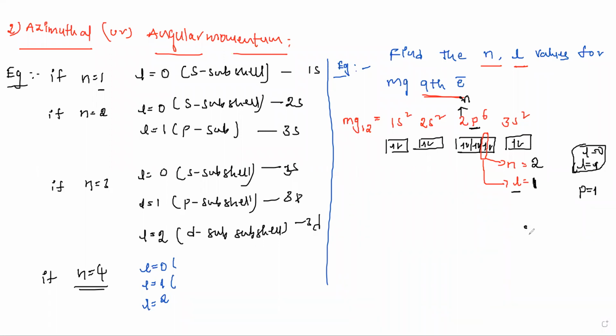For the s subshell, L value is 0. For the p subshell, L value is 1. For the d subshell, L value is 2. For the f subshell, L value is 3.